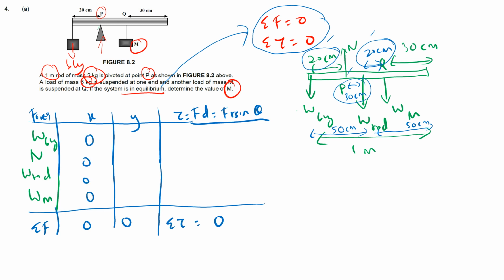We don't have any forces acted on X. Okay, on the Y. So what Y? This will become negative lah. Negative W6 kg. This one positive N. Negative W root. Negative WM.